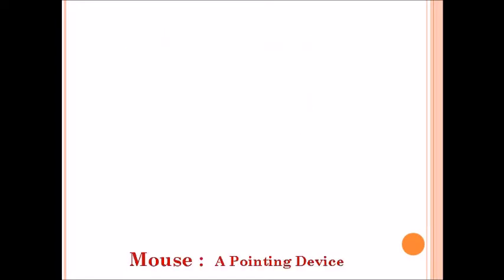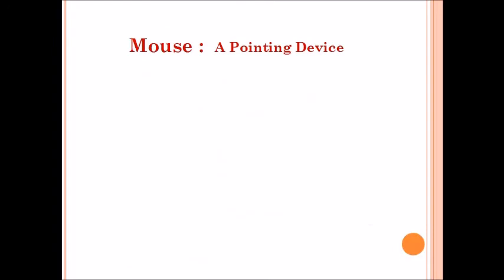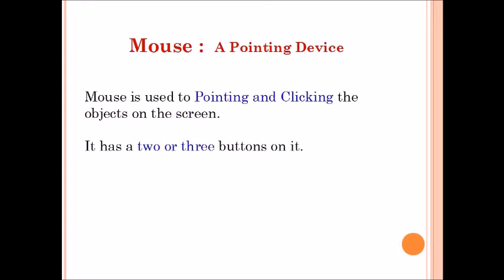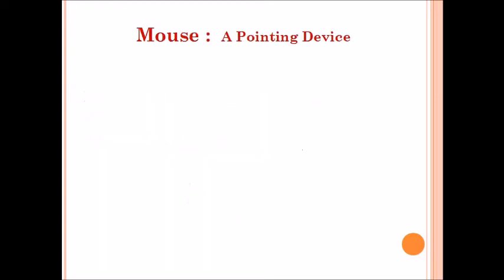The next device is the mouse. The mouse is also called a pointing device, used for pointing at screen objects. The mouse is used for pointing and clicking objects on the screen. It has 2 or 3 buttons on it. Look here, this is the pointing arrow to point at the object on your screen. The mouse is a pointing device.